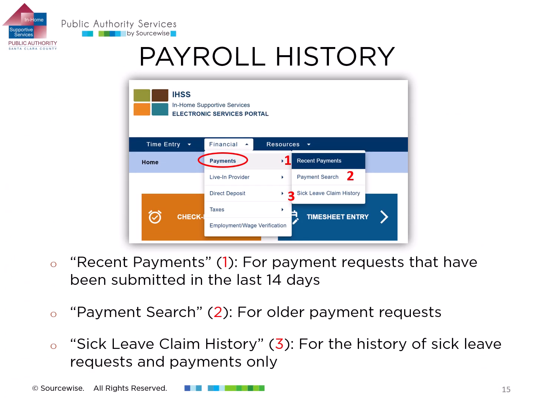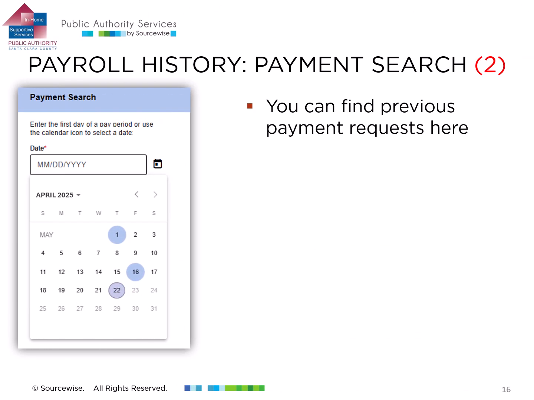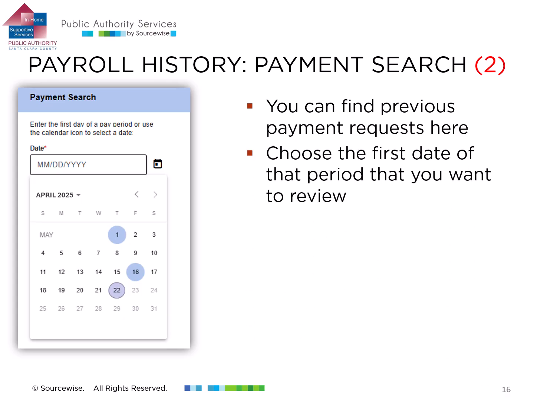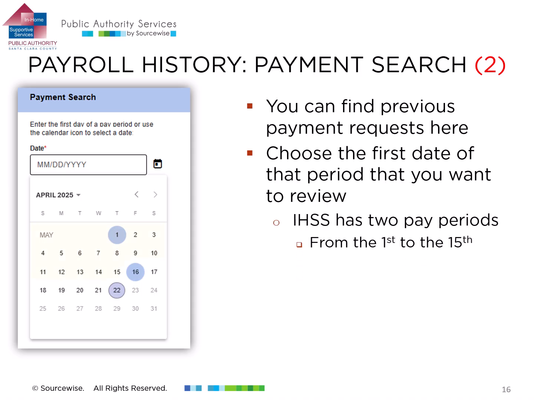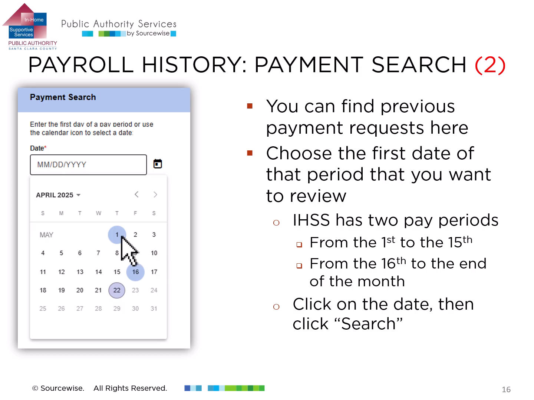Now let's take a look at the Payment Search option. Here you can find previous payment requests by entering or choosing from the calendar icon the first date of the pay period for the request you want to review. IHSS has 2 monthly pay periods, one that begins on the 1st of the month and one that begins on the 16th of the month. Choose the date and click the Search button.